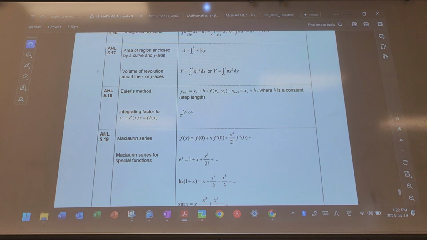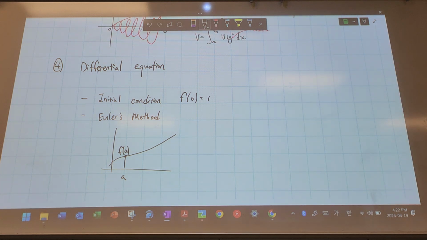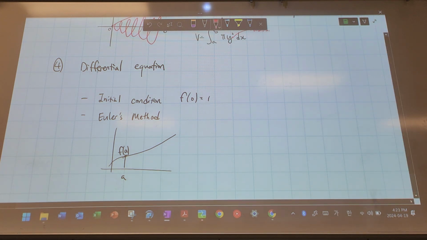Okay, so basically what you're doing is you're trying to find a function, and you have the initial value, right? Let's say at a, you have f of a. And then you use the differential equation as a hint to guide you. You don't know what the next value will be, but you know the f prime of a at that point. So then you know, hey, this is my differentiation, this is my rate of change. So let's go this way.